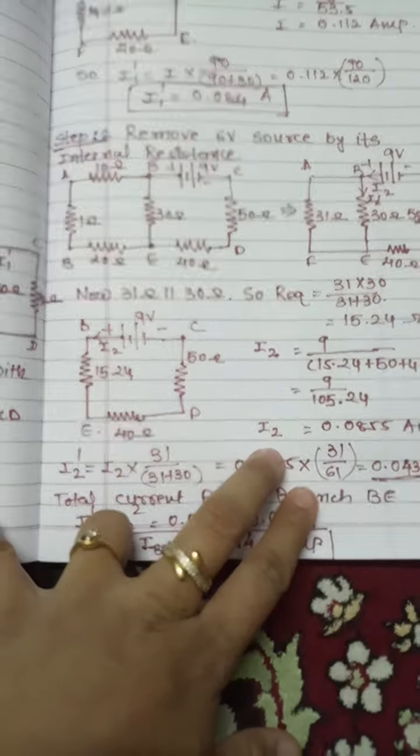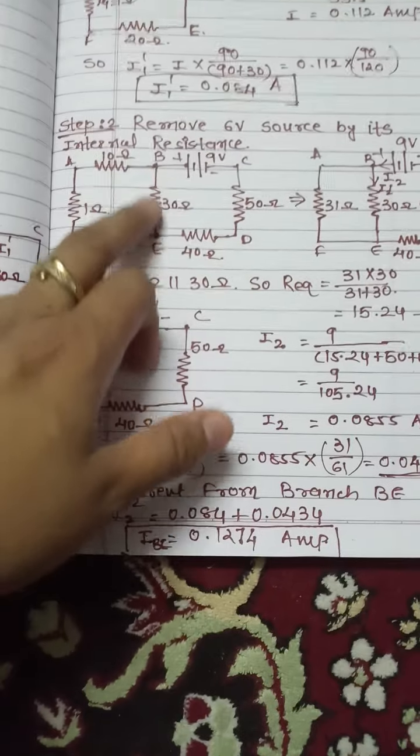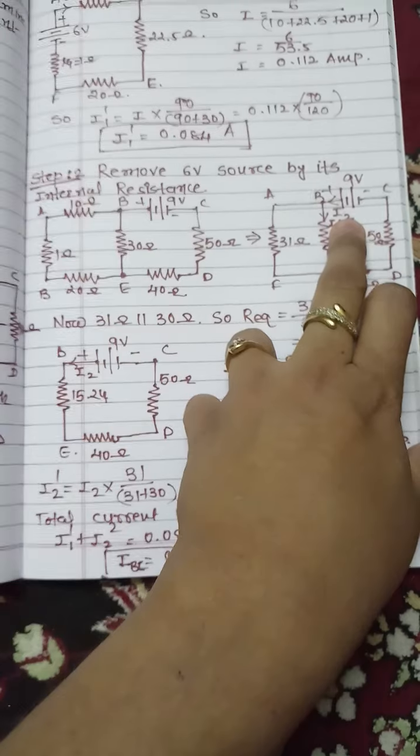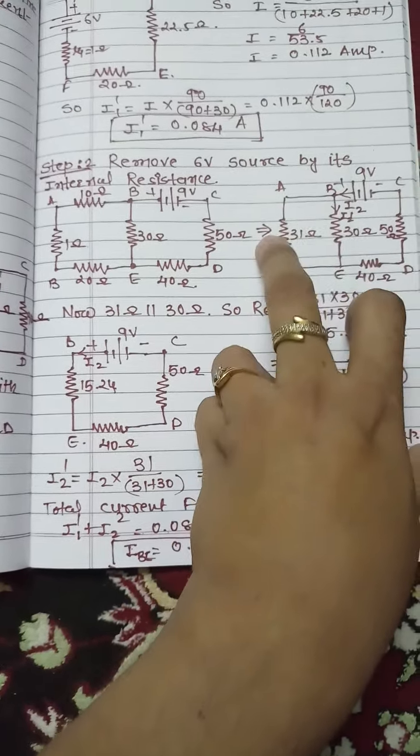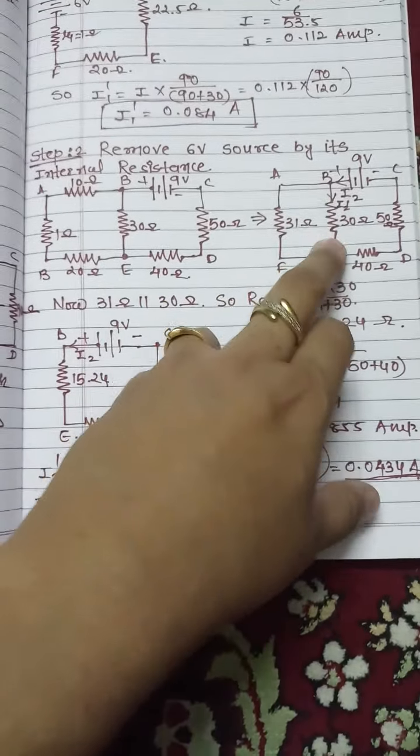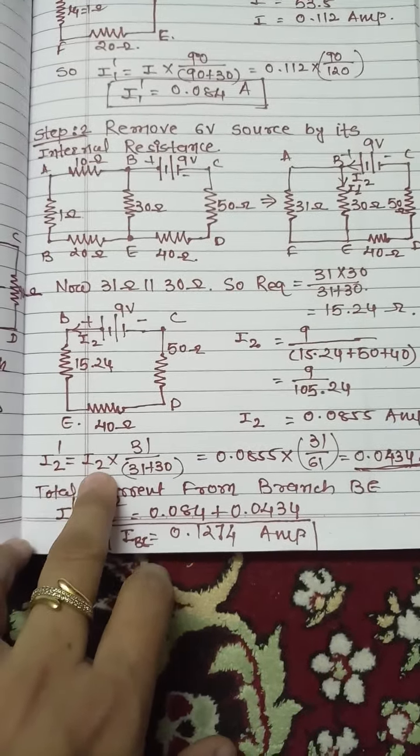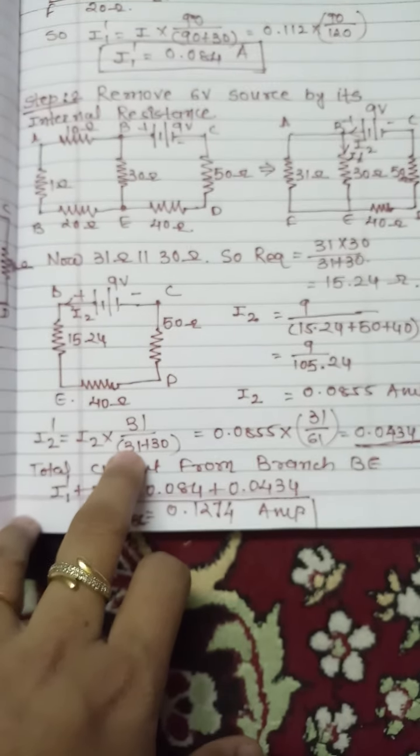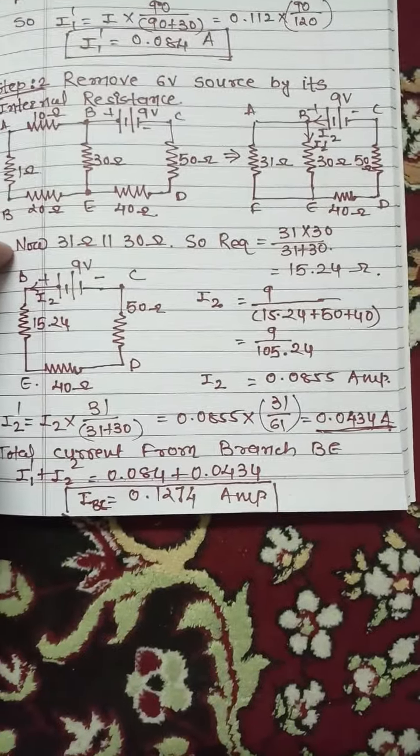Now how can you find the value of the current I2 dash, which flows through the BE branch from the 9 volt supply? Here I2 is the total current supplied by the 9 volt source, and I2 is divided into two branches. So we have to find the current passing through the BE branch. Apply the same current division rule: total current I2 times the resistance of the opposite branch, that is 31, divided by 31 plus 30, and substitute the values. You will find the value of the current.